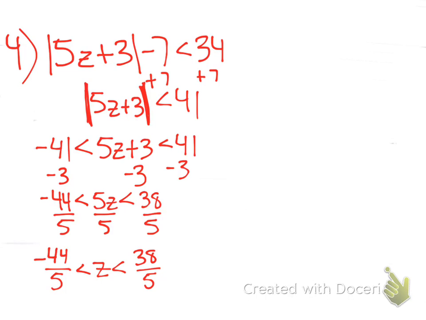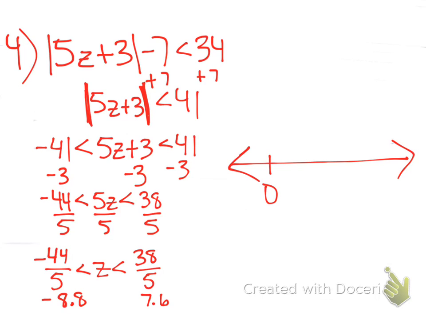Did anybody get the decimal form for negative 44 over 5? You don't have to use decimals. I just thought it might be easier if you do. Negative 8.8? Yep. Okay. And then what about for 38 fifths? 7.6. Okay, so if it helps for your point placement to do that, go ahead. Again, you don't have to.